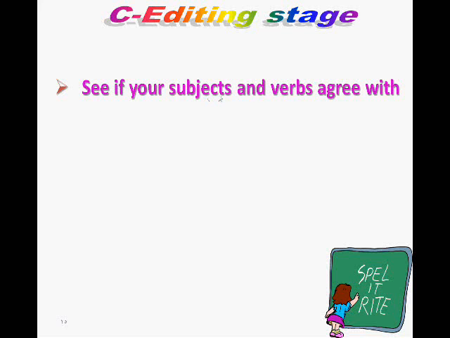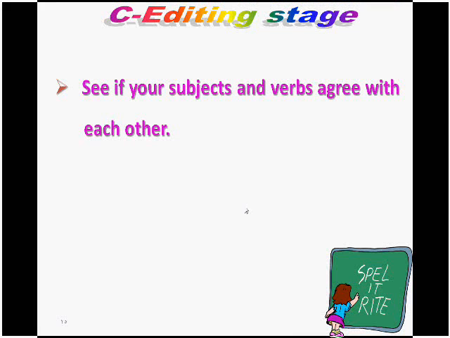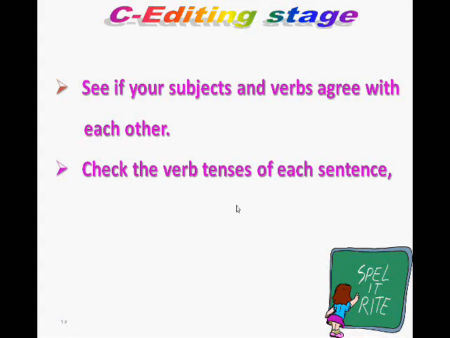Also, see if your subject and verbs agree with each other. So, of course, as we said before in other lessons, all subjects and verbs should agree with each other. Okay, if the subject is plural, the verb is plural. If the subject is singular, the verb is singular, and so on. Also, check the verb tenses of each sentence. Okay, so let's say if you started in the past, you just go all the way in the past. Okay, you don't just swing between present and past. You have to check the verb tenses for each sentence.